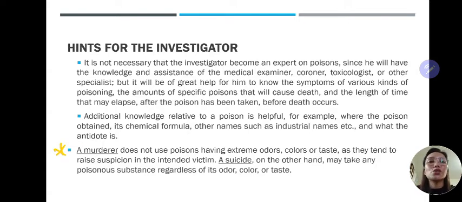A murderer does not use poisons having extreme odors, colors, or taste, as they tend to raise suspicion in the intended victim. A suicide, on the other hand, may take any poisonous substance regardless of its odor, color, or taste. So, since the victim who decided to commit suicide makes an impulsive decision, whatever poison is available is what they take. They don't care if the odor is strong, what the color is, or what the taste is.